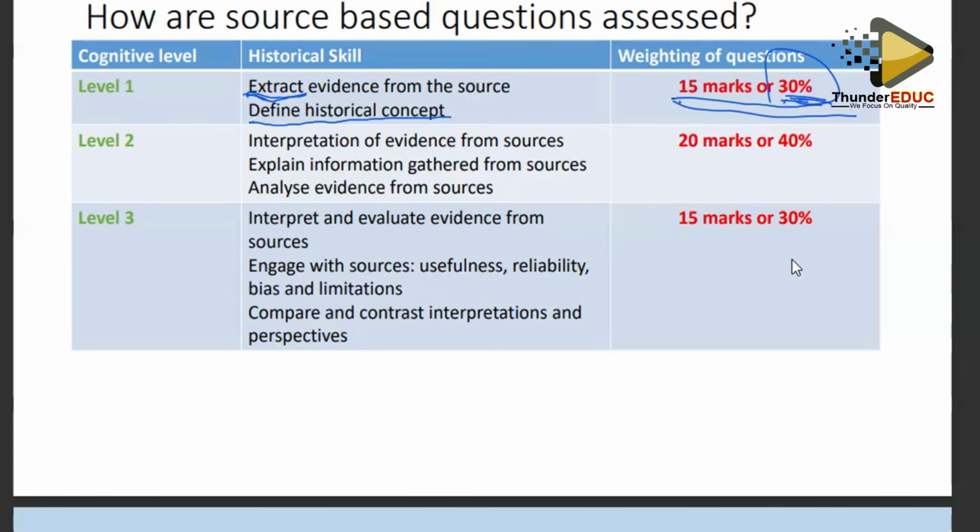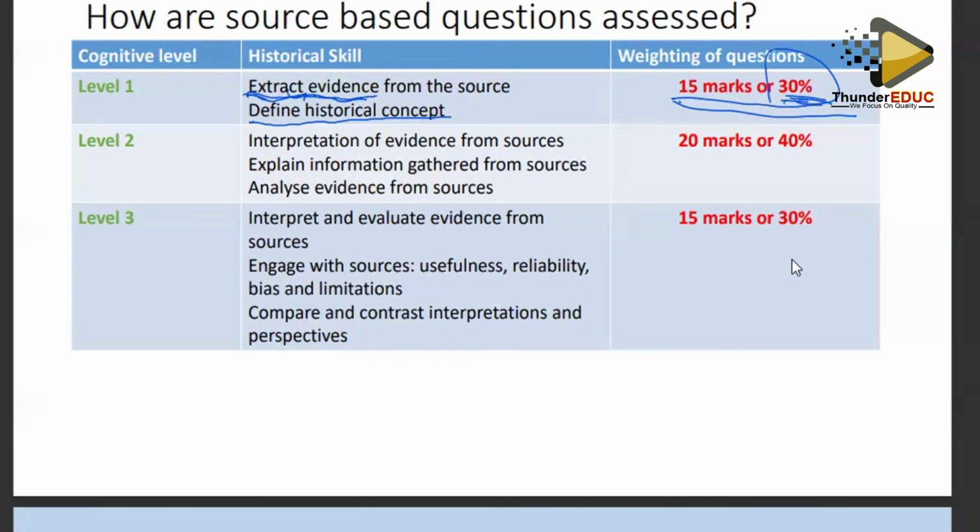When you're checking your source-based questions, they are assessed in that cognitive level of level 1, which requires you to extract evidence from the source, where you just go to the source and pick evidence. We're going to look at the typical questions that you're going to meet under level 1, where you're supposed to extract evidence. Then we go to level 2 questions.